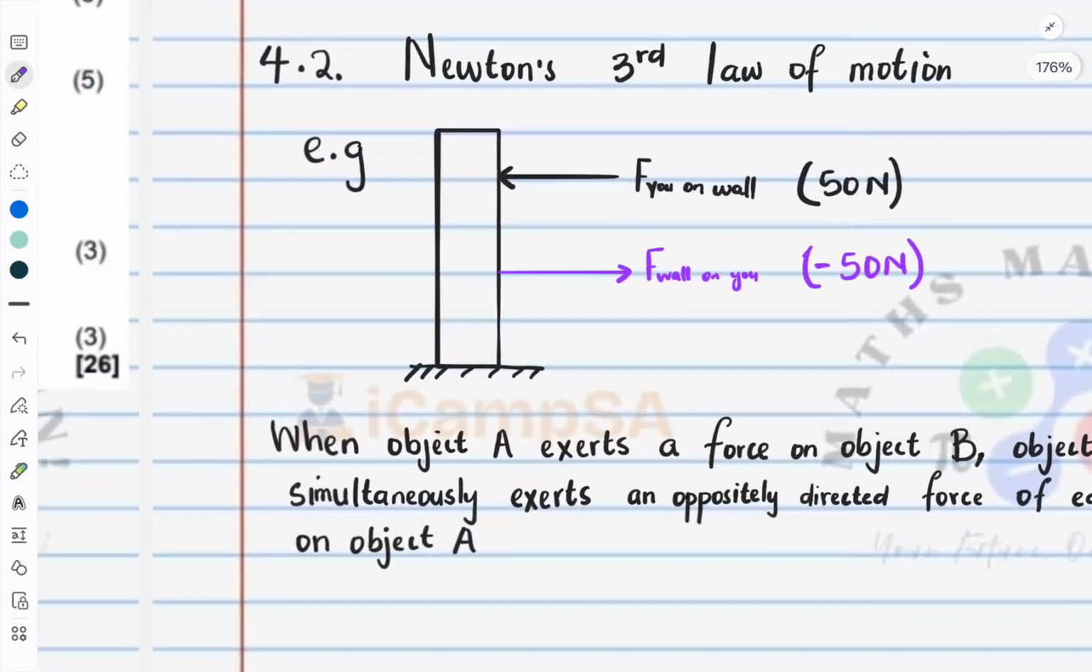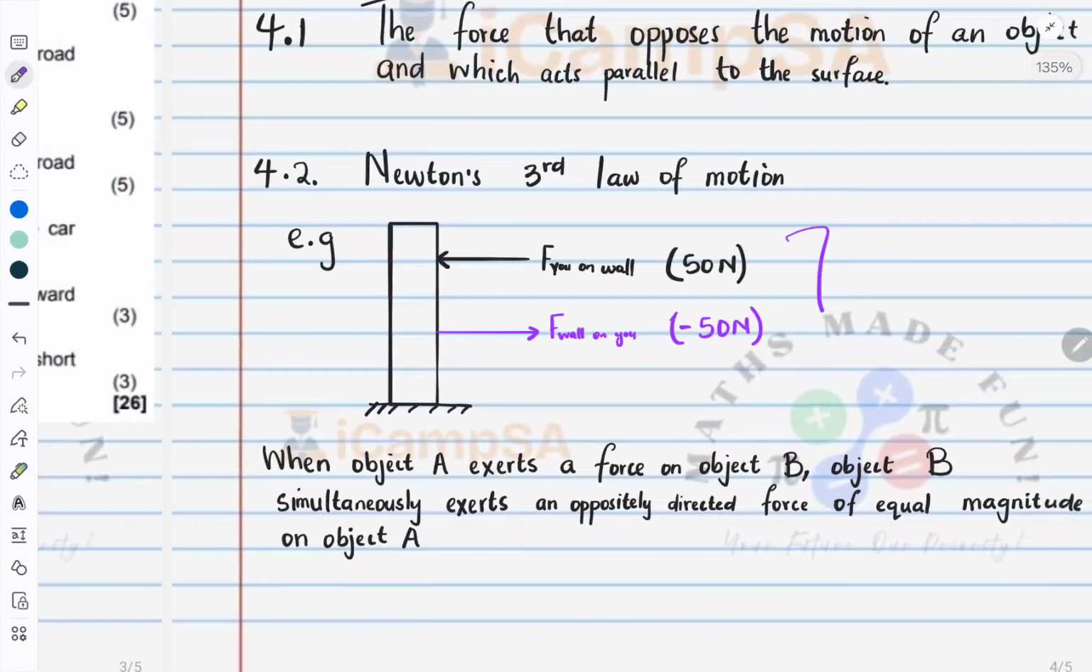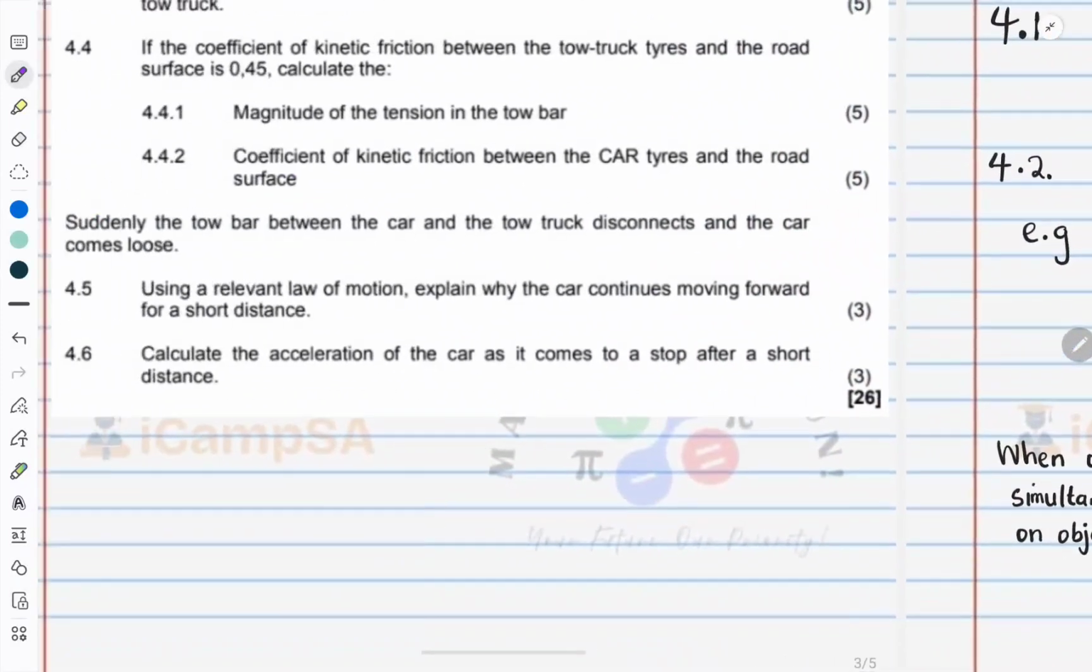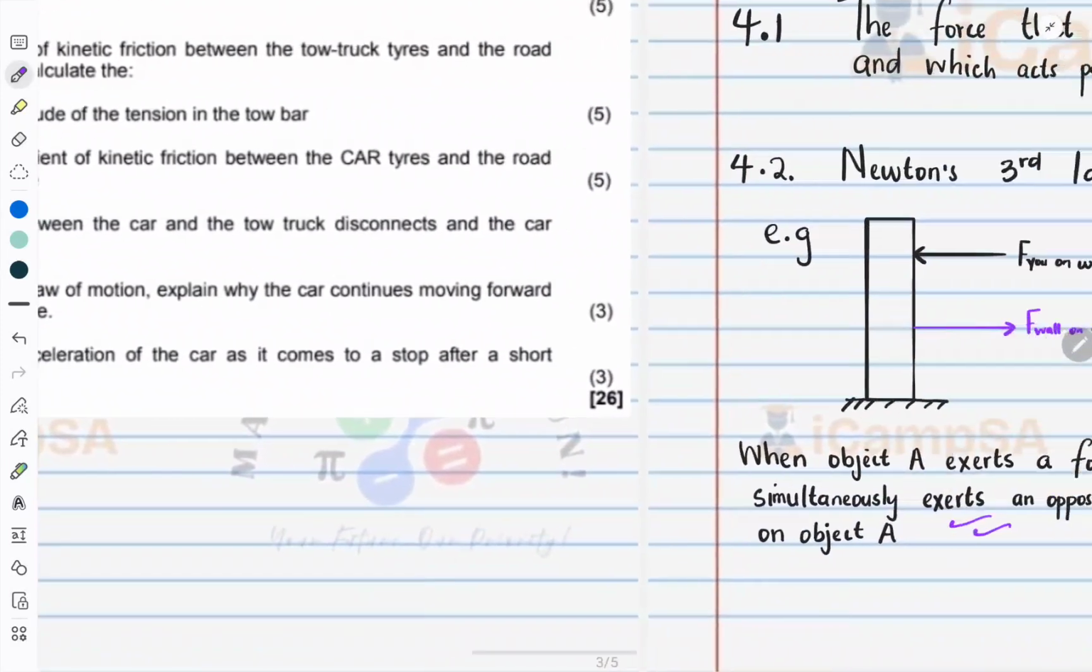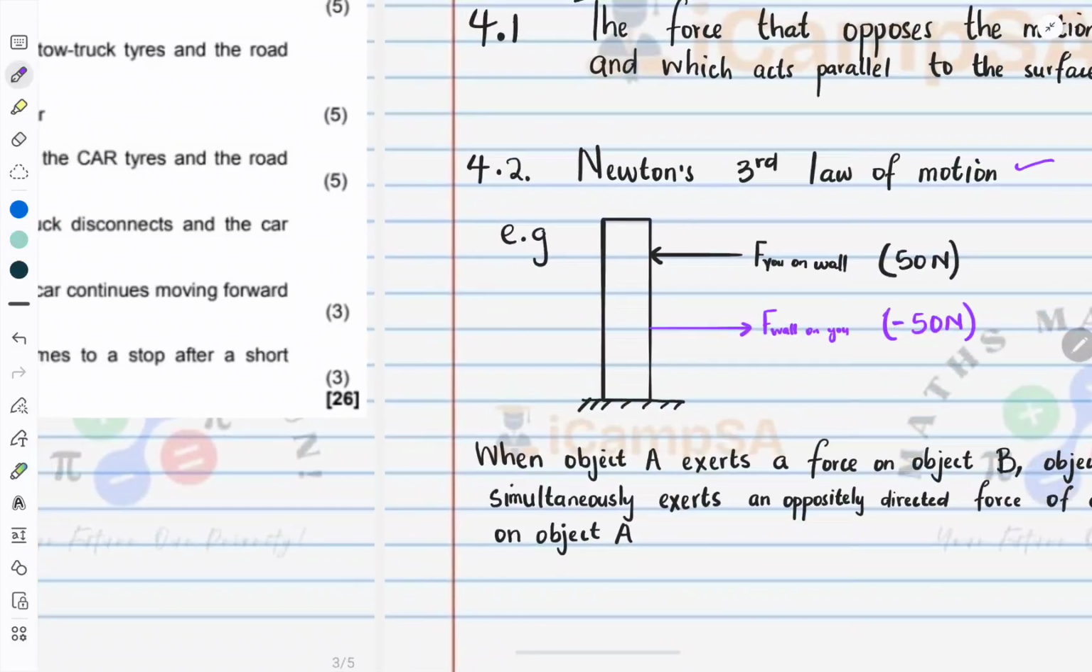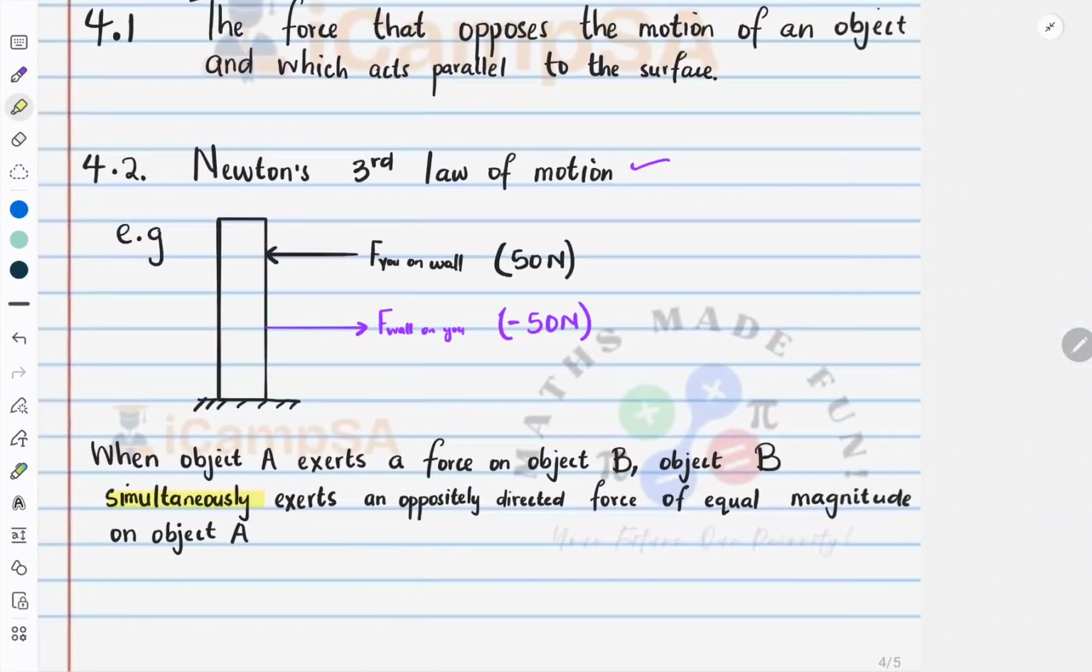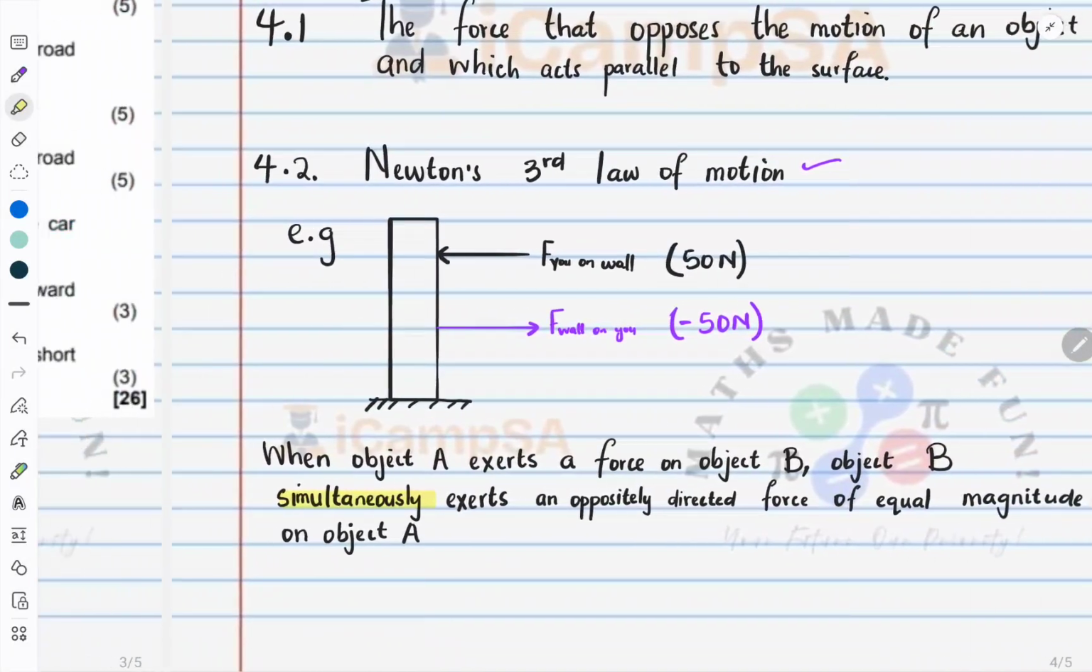So that's what you would have written. Of course, you wouldn't include this diagram. This diagram was for me to illustrate to you. You would include this part and that part. I think there should be 3 marks. Let's check. Yeah, it's 3 marks: 1 mark for the law and 2 marks for the definition. The keywords they look for include: simultaneously exerts an oppositely directed force of equal magnitude. These keywords are important. Your definition has to have, to some extent, all of these keywords.